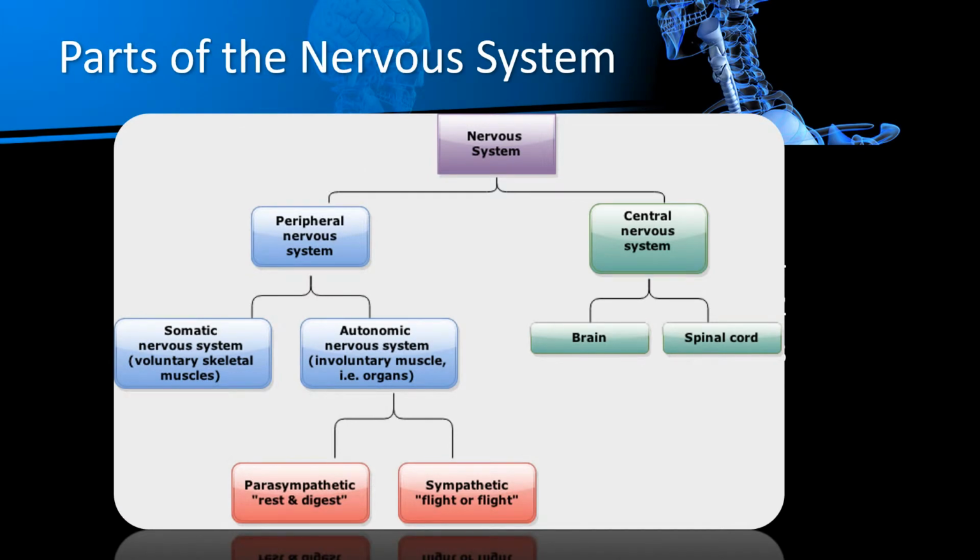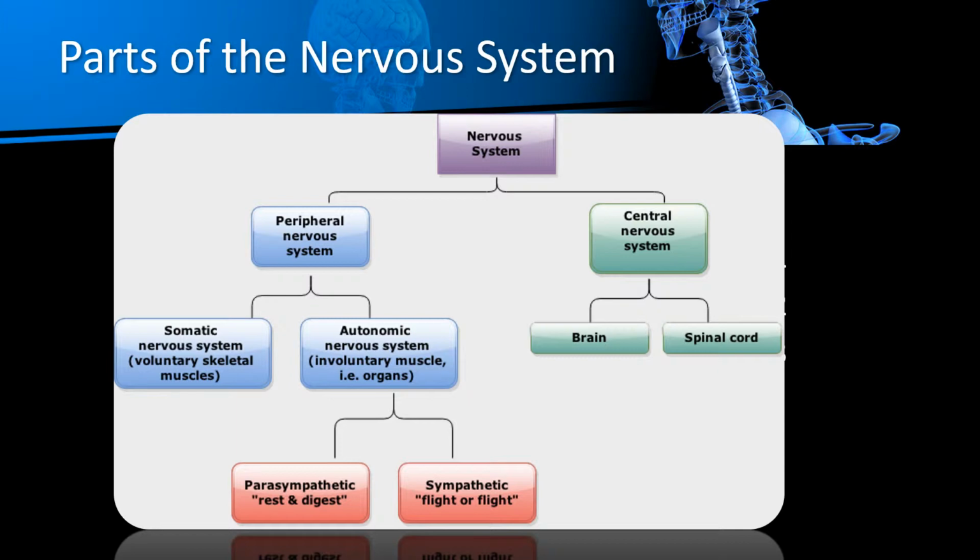So, question number three: what are the parts of the nervous system? The nervous system is divided into two branches: the peripheral and the central nervous system. Now, the peripheral nervous system is composed of the autonomic and the somatic nervous system.